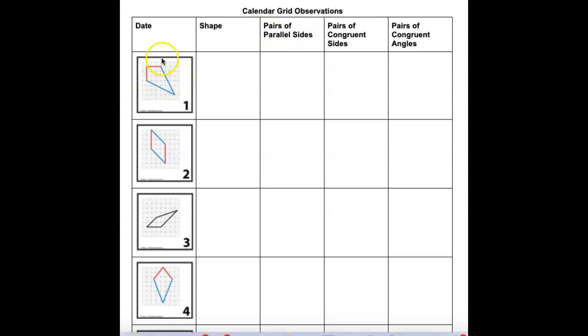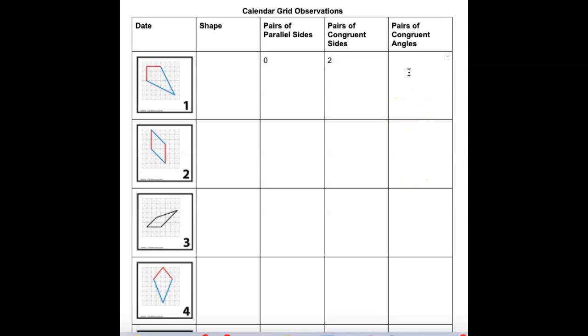Let's see. Does day 1 have parallel sides? Let's look. Are any of these sides parallel? No. So we'll write 0 pairs of parallel sides. What about congruent sides? I see 2 of these sides are red and 2 of them are blue. That means that the red sides are congruent and the blue sides are congruent. That makes 1 pair and another pair, so we have 2 pairs of congruent sides.